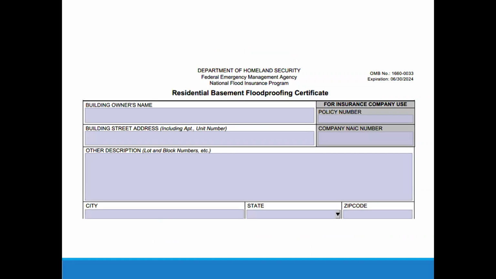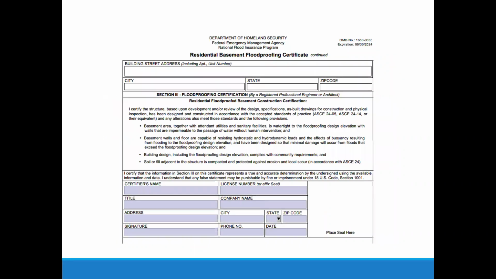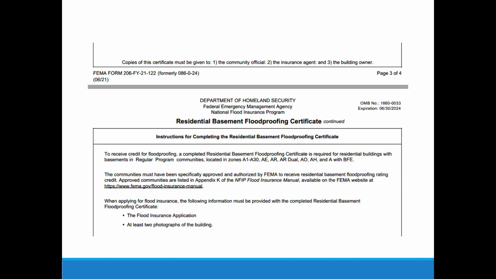But this is what it looks like for the residential basement. You have the basic property information, and then it asks about the floodproofing elevation, and then it's signed and certified by, again, either an engineer or an architect, not a surveyor. So yeah, just the different parts of that.